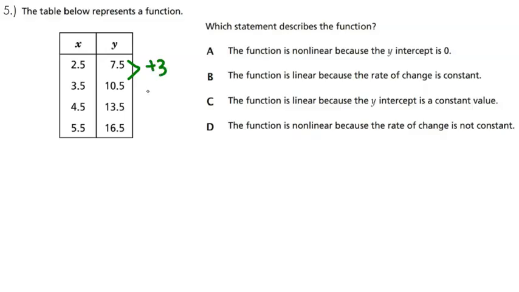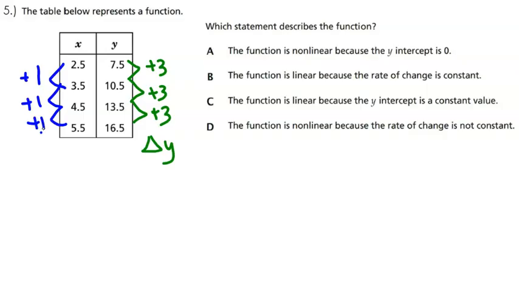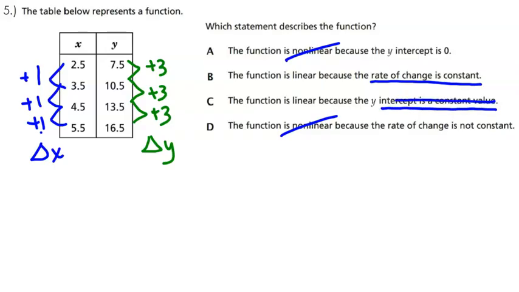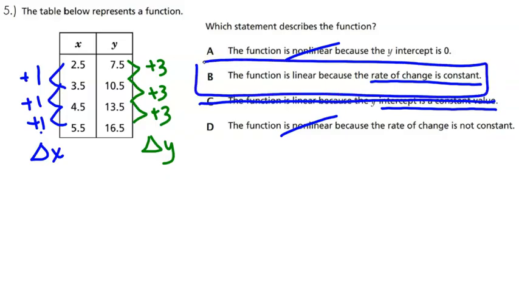7.5, plus 3, plus 3, plus 3, so it looks like my delta y is constant. Now let's take a look at our x's. Plus 1, plus 1, plus 1. So our rate of change is constant. That means it's linear. So these are out. Now we have to decide if the function is linear because the rate of change is constant, or if the function is linear because the y-intercept is a constant. And this has nothing to do with being linear. So B is the final answer.